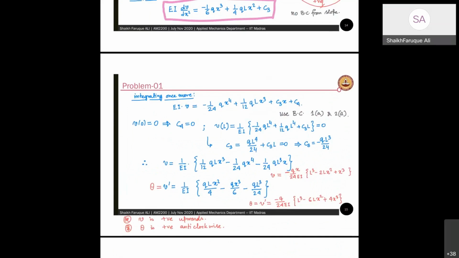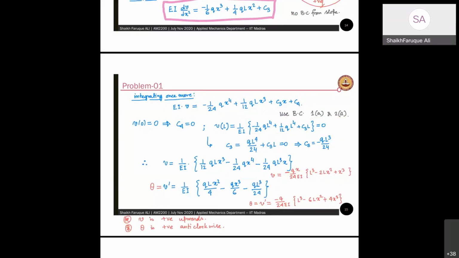And we can now use boundary conditions 1A and 2A. That means V at x equal to 0 is 0. V at x equal to L is also 0. So V at x equal to 0 gives C4 equal to 0, because this is 0, this is 0, this is 0. So that goes to 0. V at x equal to L, you write that expression and put it to 0, you will get C3. So C3 comes out to be minus QL cube by 24.